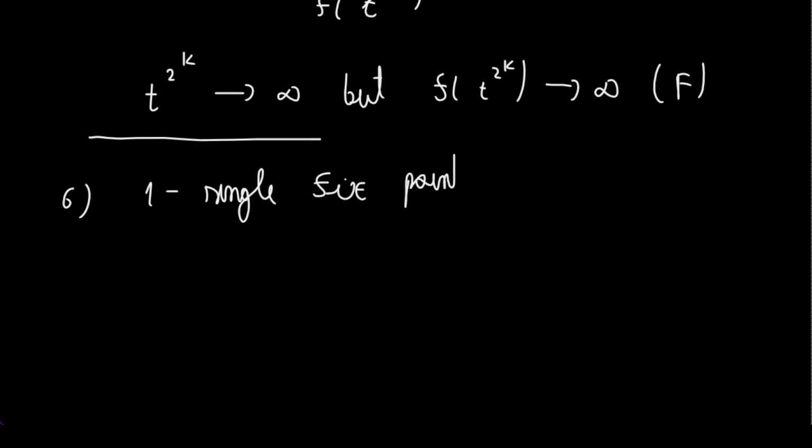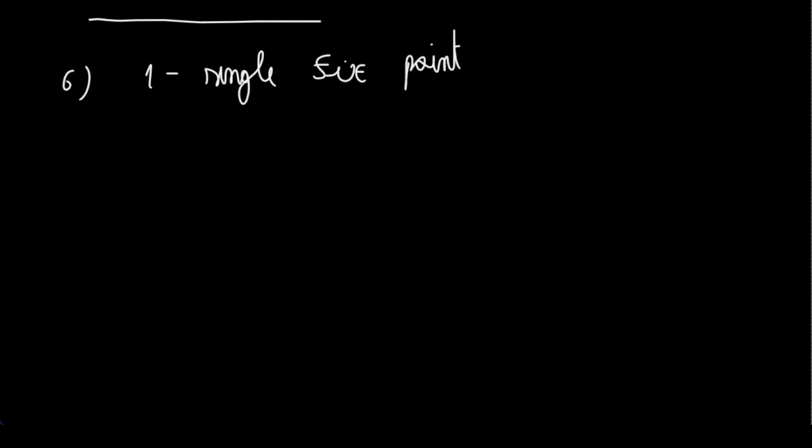And because x times f(x) is a fixed point, I'll have this relation. So f(x) is 1 over x.